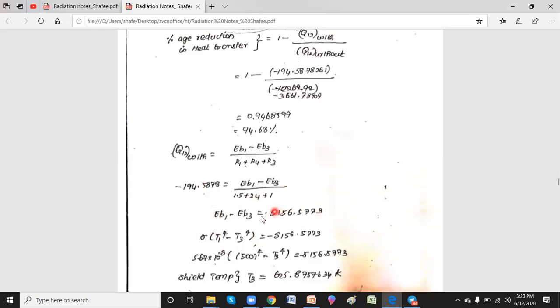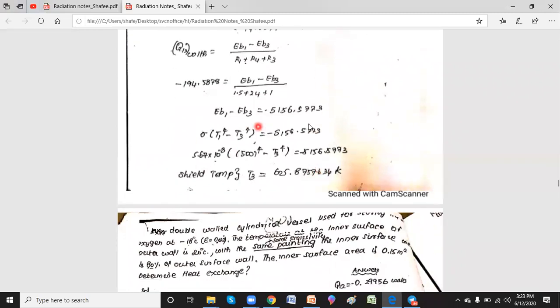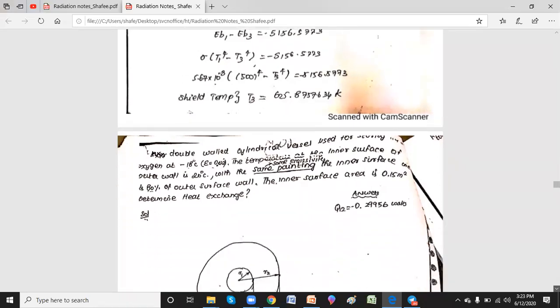Now what is EB1 minus EB3? It is sigma into T1 power 4 minus T3 power 4. In this particular problem, everything is known except T3. So substitute the values here and find out T3. Now the temperature of the shield is around 625.8 Kelvin. So those are the answers. Hope you understood the problems based on parallel planes and shields, and similar examples will be observed in further problems. So I'll take one more problem.